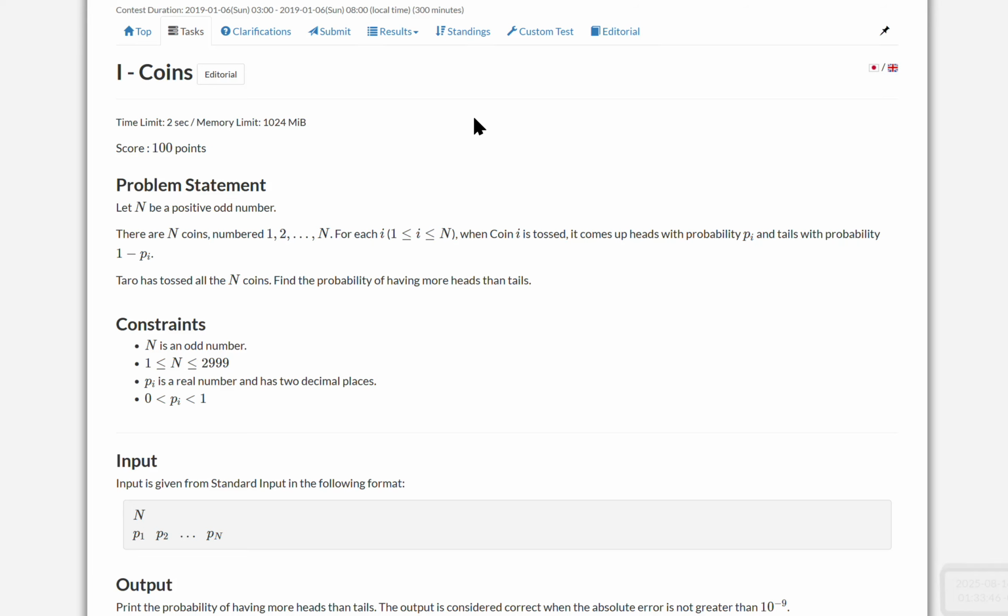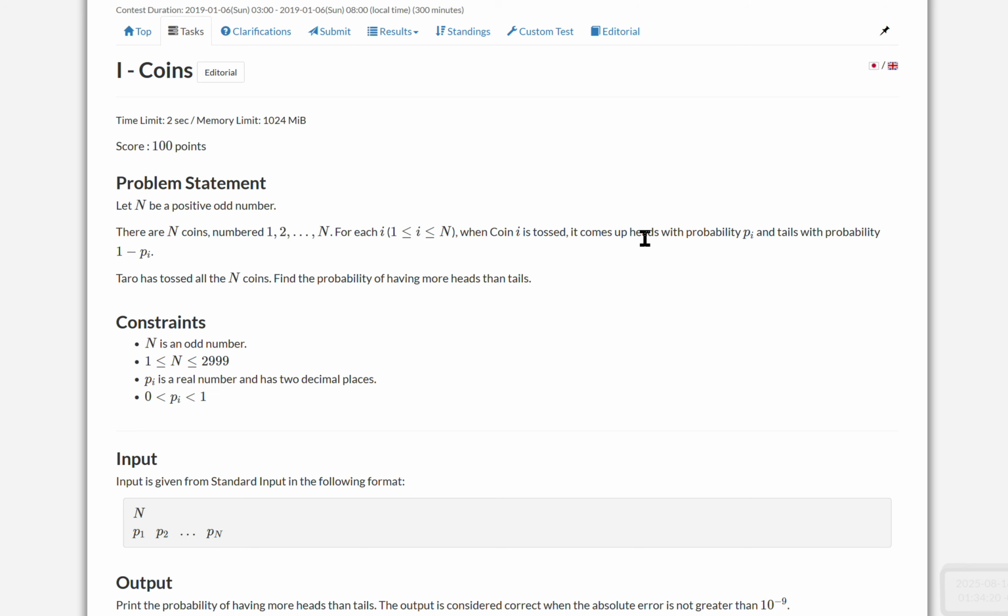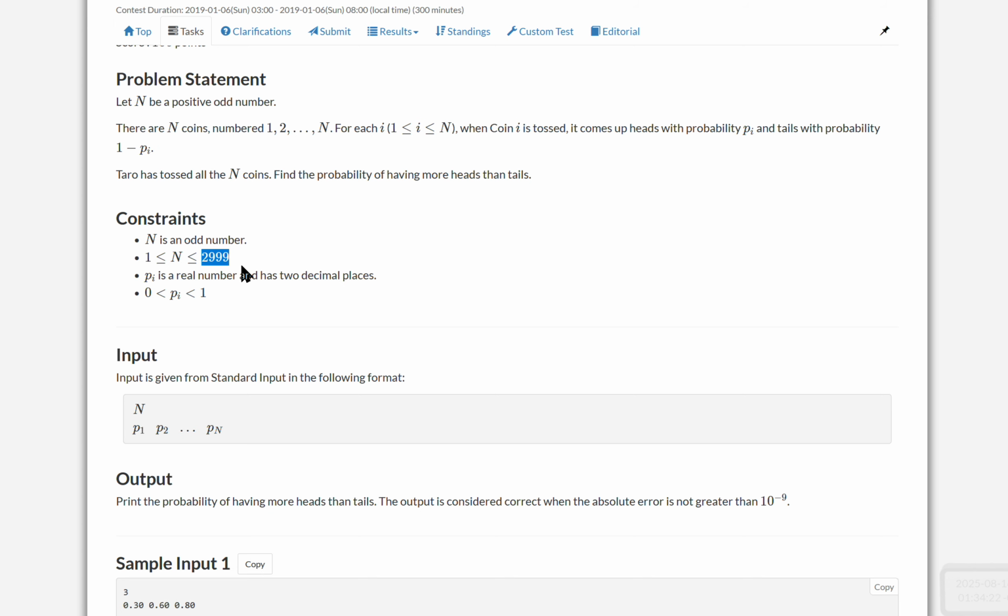All, and this is the editorial for problem I, or task I, Coins, of the Educational DP Contest on AtCoder. Essentially, in this problem we have n coins, each of them has a probability p_i of being heads, and obviously the probability of tails would be 1 minus p_i. All you need to find out is, given Taro has tossed n coins, the probability of having more heads than tails. And n is 2999.